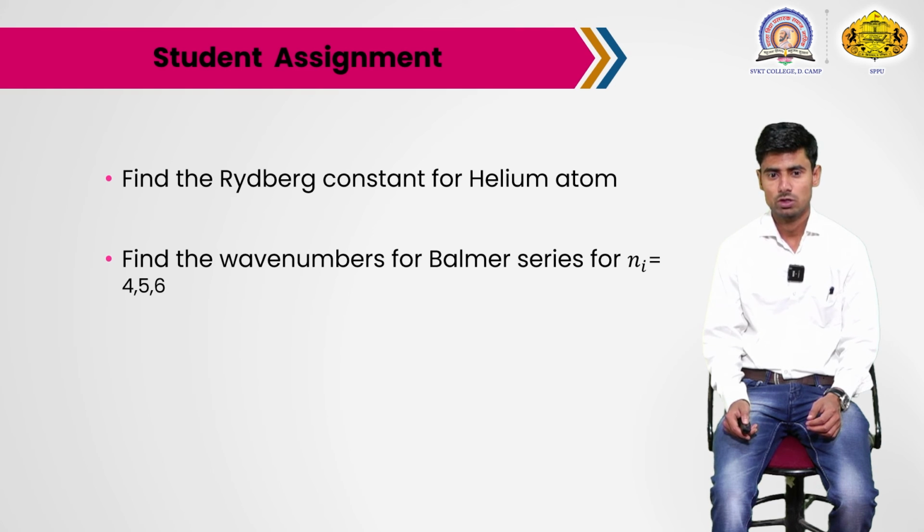In the second question, students have to find the wave numbers for the Balmer series for initial energy levels corresponding to Ni equals 4, 5, 6. Here you have to find the wave numbers by using the formula of wave numbers. For the Balmer series, remember that Nf equals 3.